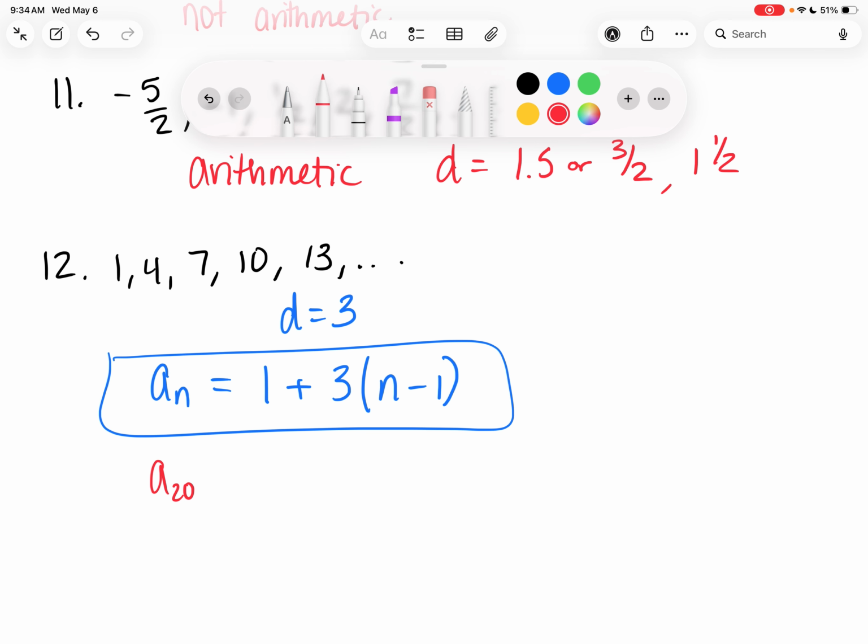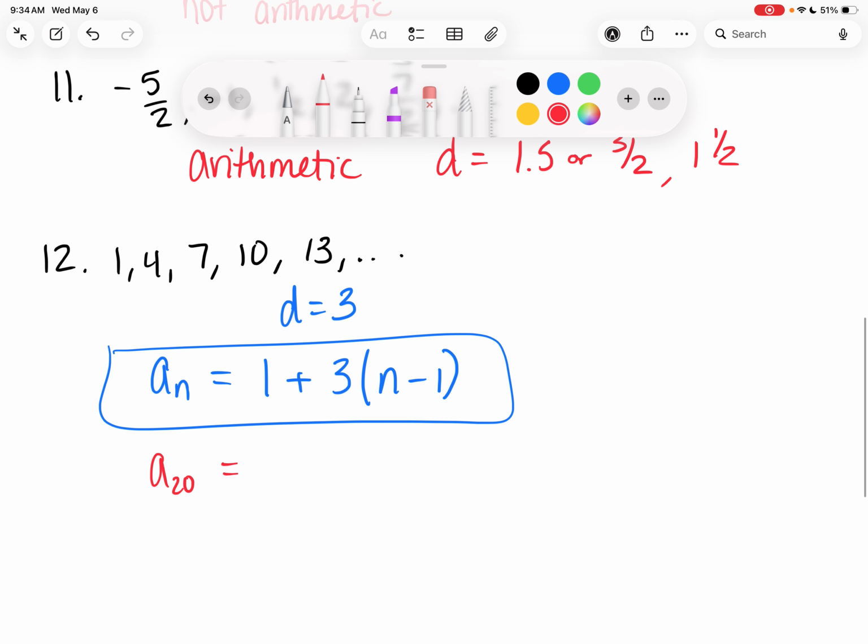a sub 20 is equal to 1 plus 3 times, we replace n with 20, minus 1. So then I just have 3 times 19 and then plus 1. What would that be? 58. So that means that a sub 20 is equal to 58.